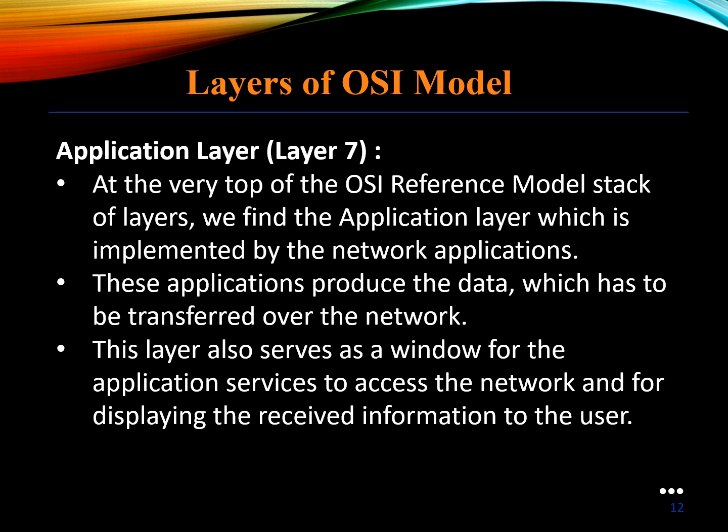The last one is the application layer, Layer 7. At the very top of the OSI reference model stack of layers, we find the application layer, which is implemented by the network applications. This application produces the data which has to be transferred over the network. This layer also serves as a window for the application services to access the network and for displaying the received information to the user.